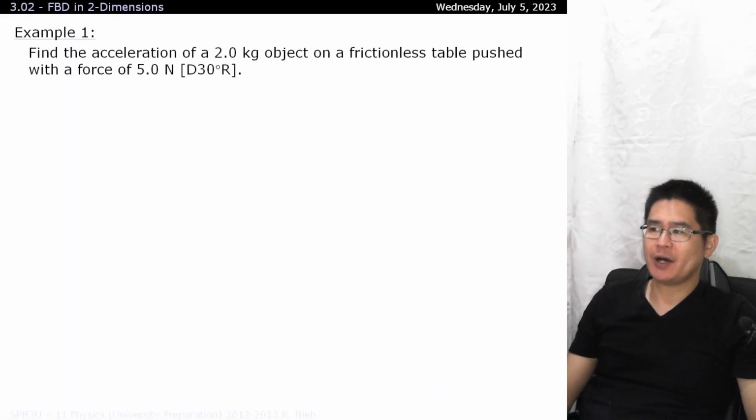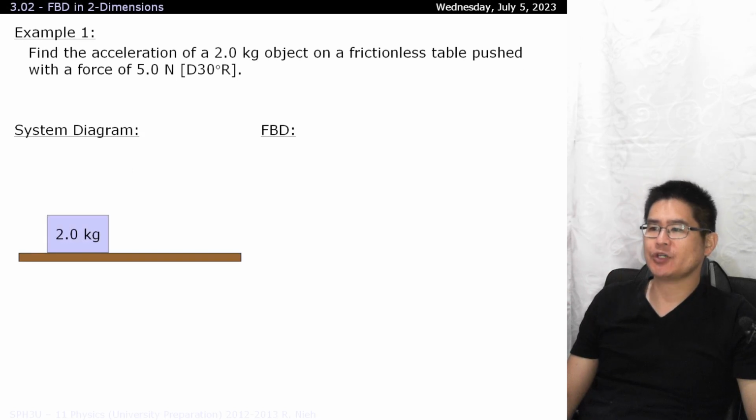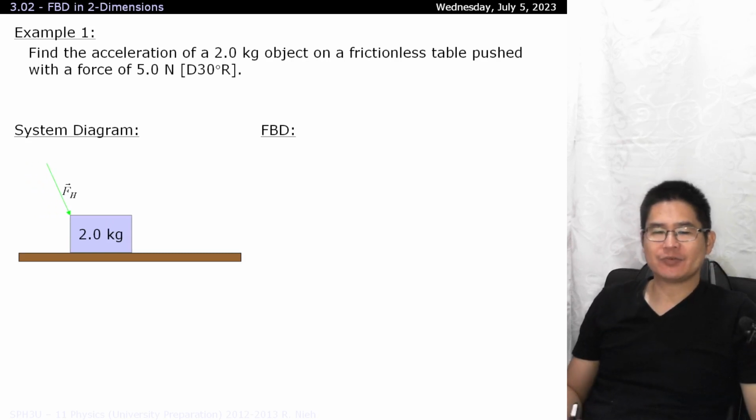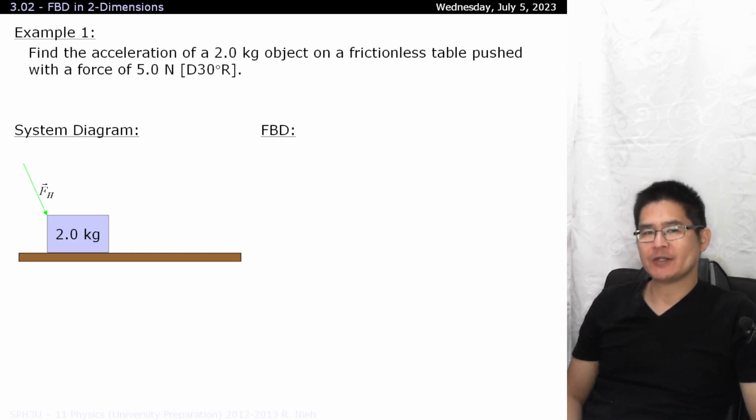So let's say that we have a box, and someone is trying to push it with a force at a weird angle like this, okay? 5 newtons down 30 degrees towards the right. We know that naturally the box will glide towards the right like so. But the picture we have on the left is not a free body diagram. It's known as a system diagram. In other words, a picture just showing you what's going on.